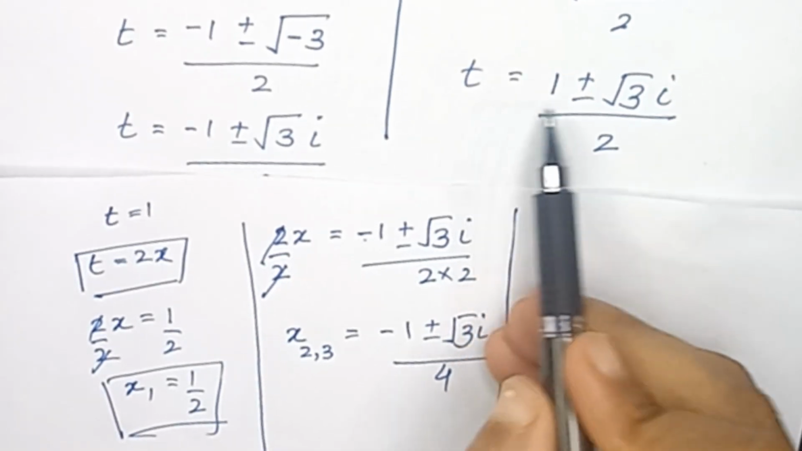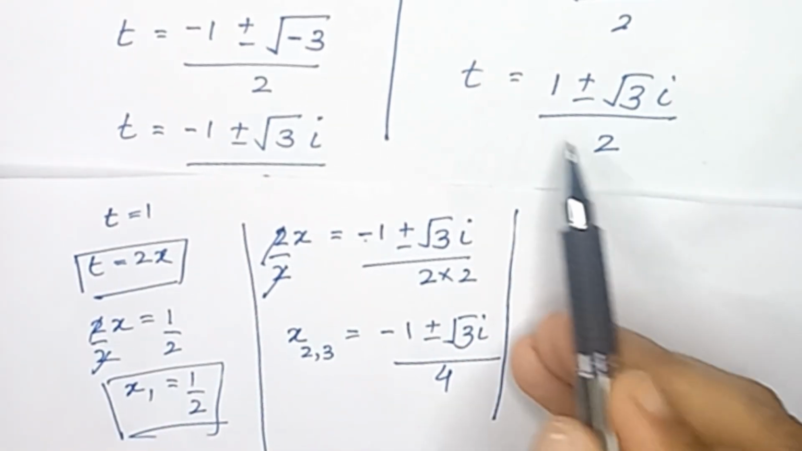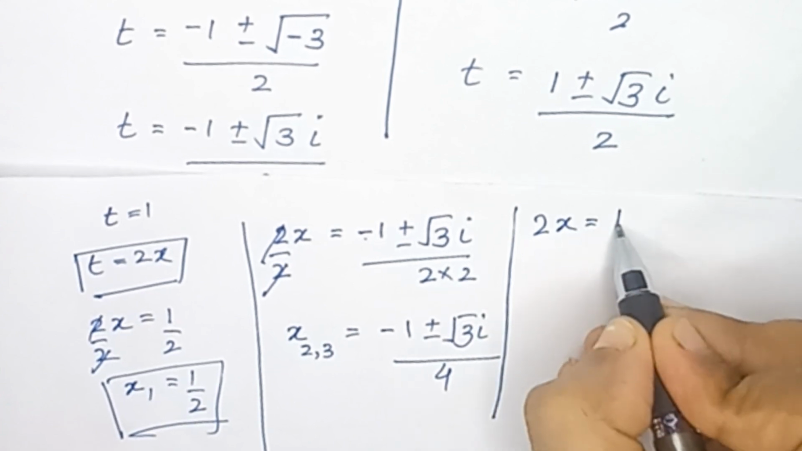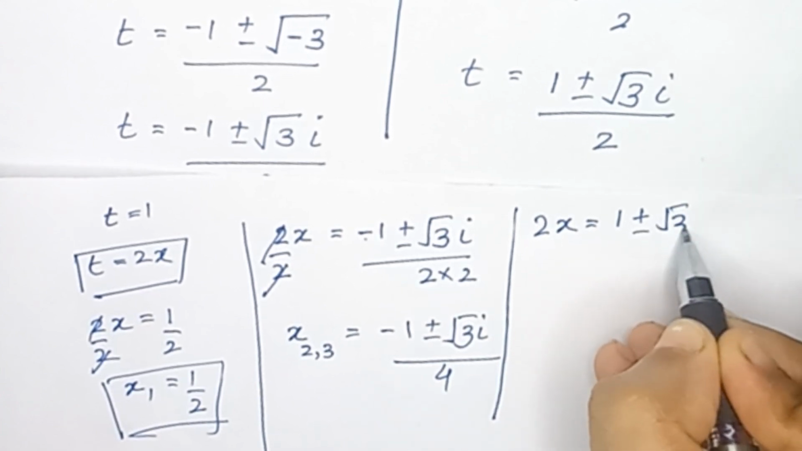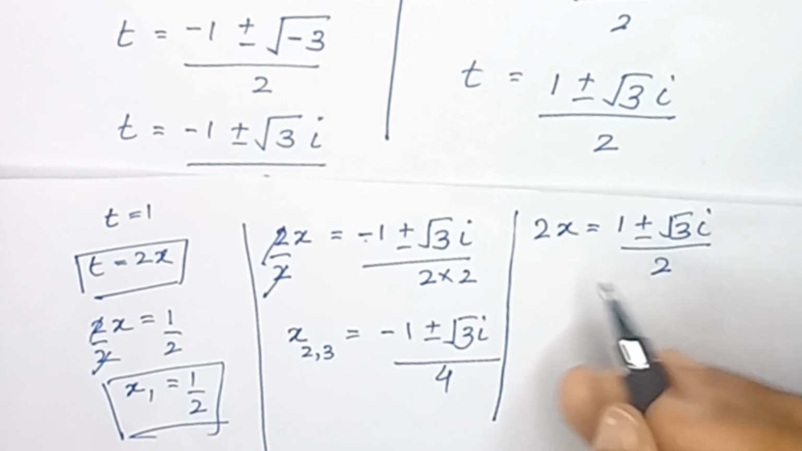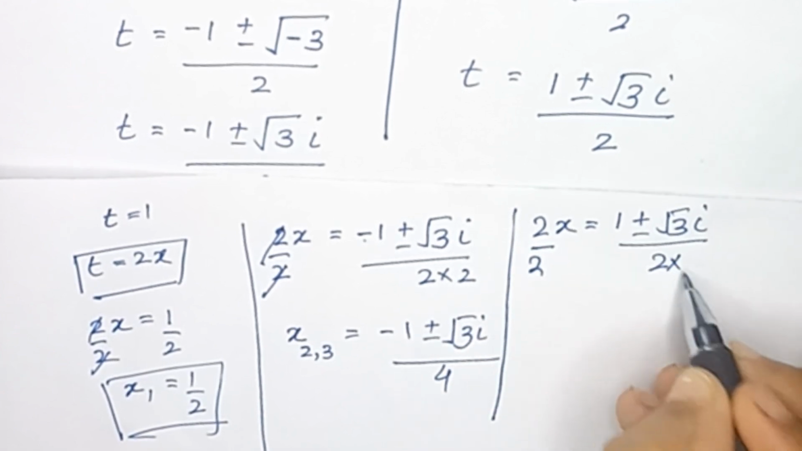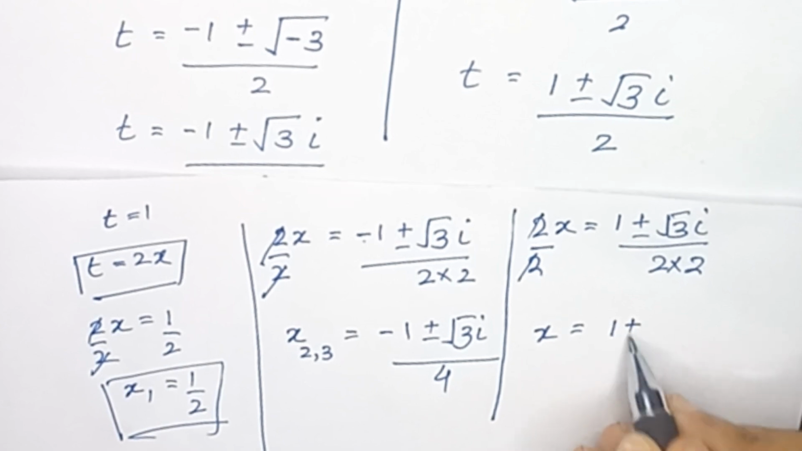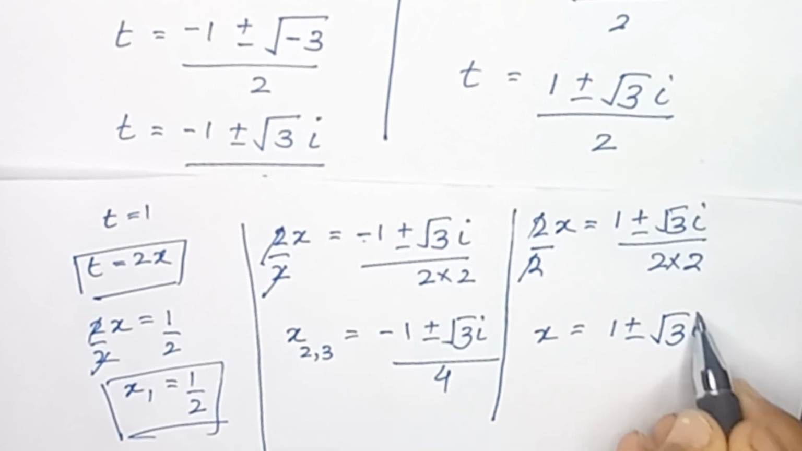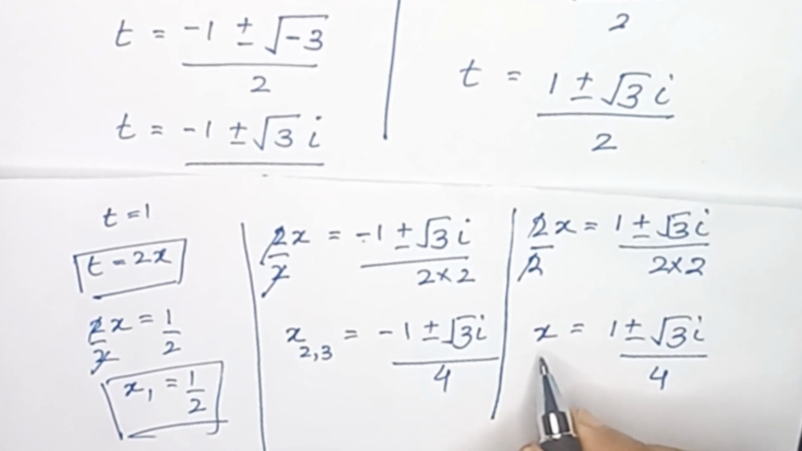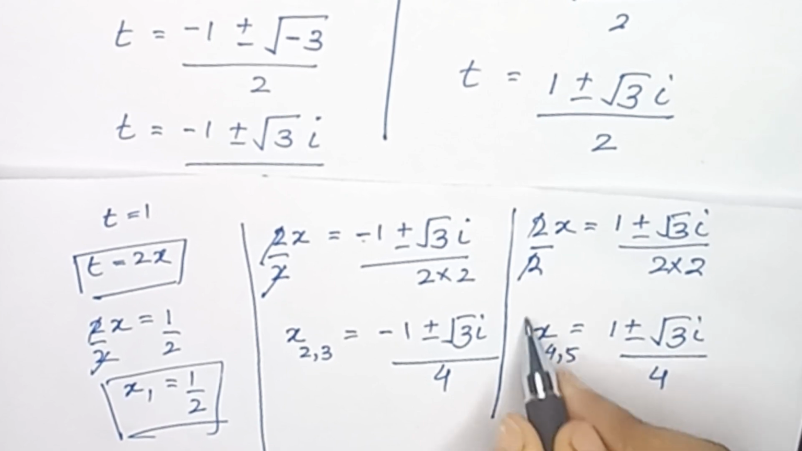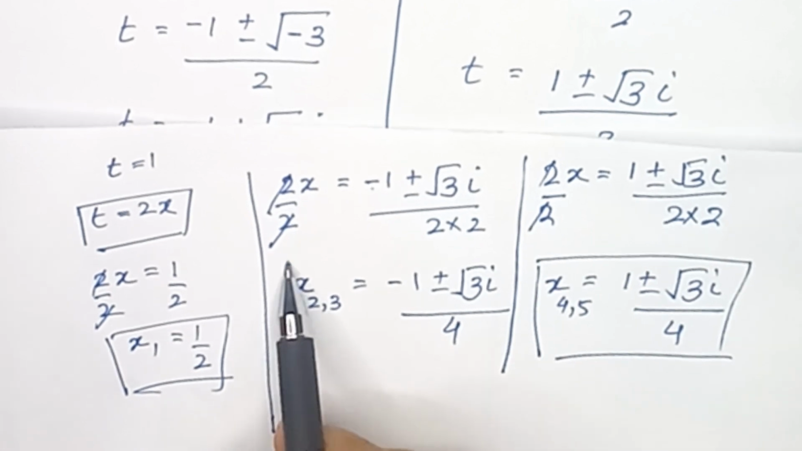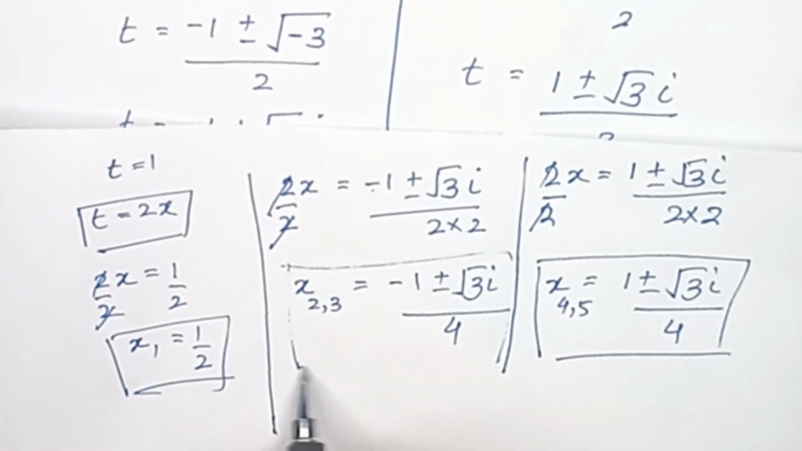t is equal to 1 plus minus square root of 3 iota, divided by 2. When we substitute here t is equal to 2x, which is equal to 1 plus minus square root of 3 iota, divided by 2, the same steps apply, dividing by 2 on both sides. So the value of x is 1 plus minus square root of 3 iota, divided by 4. So these are the fourth and fifth values of x. So these are all 5 values of x for this problem.